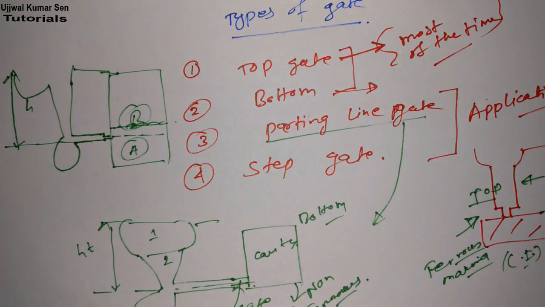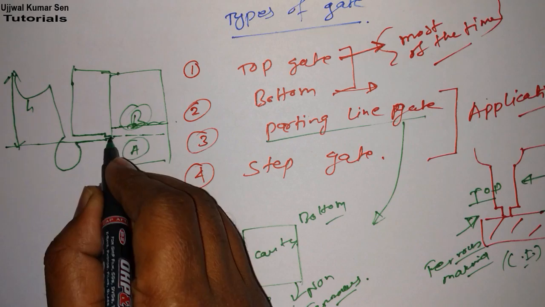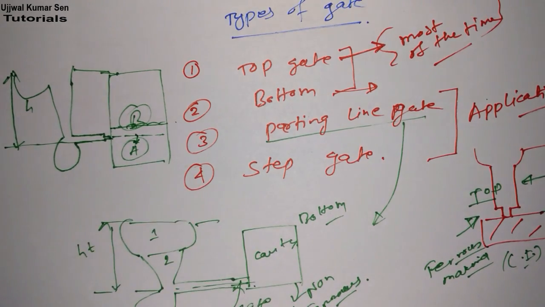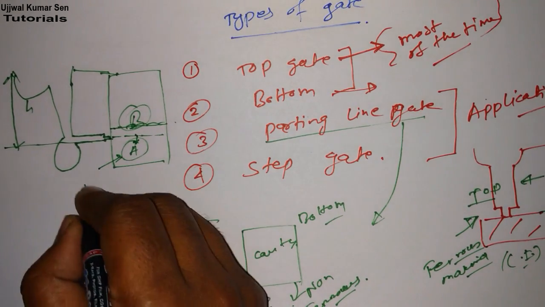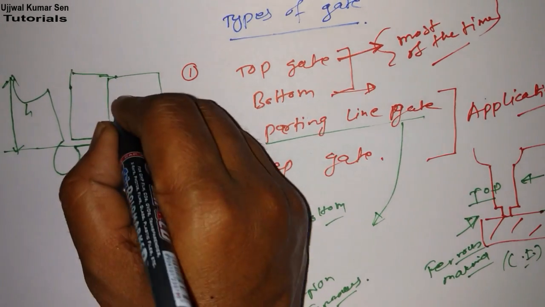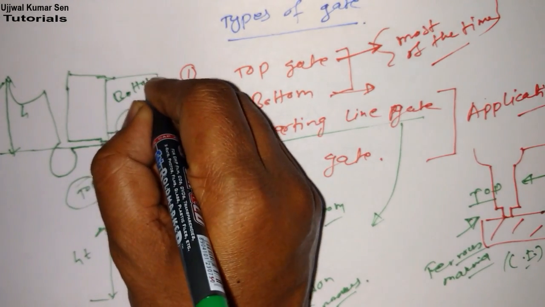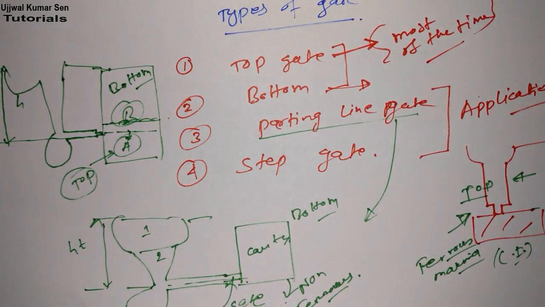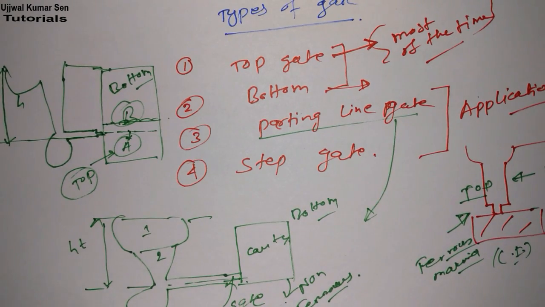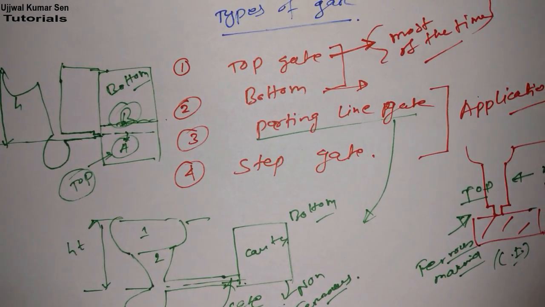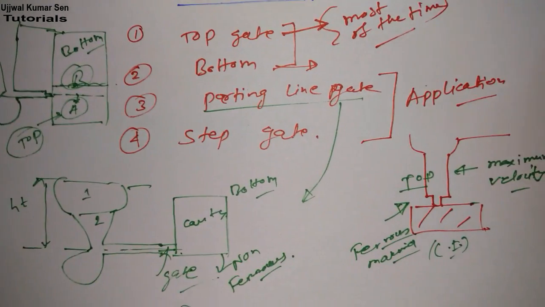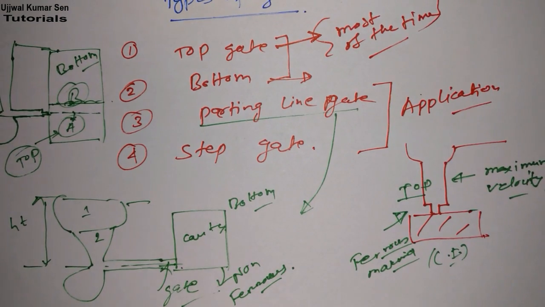So what exactly are we doing from here to here? Suppose that this is a gate. For the A part it is acting like a top gate, and for the B part it is acting like a bottom gate. So if we are using a parting line gate, that means we are getting the advantage of both gating systems, top gating and bottom gating.